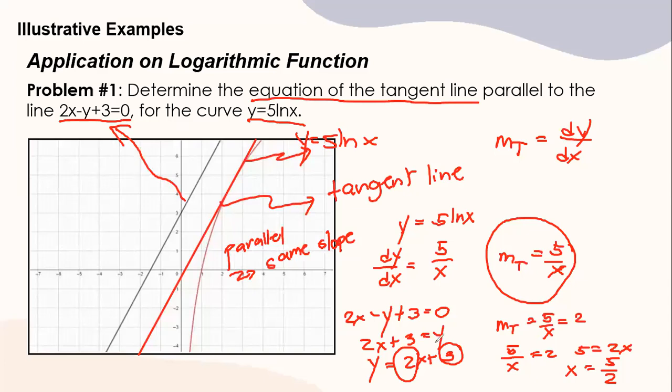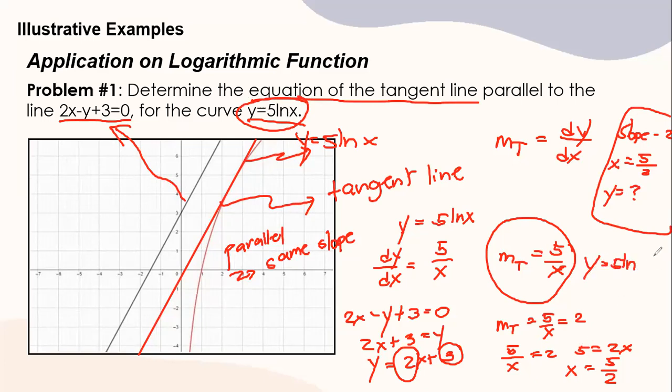And then, kailangan na lang natin si y. Okay, so meron na tayong slope. So dito ko sulat. So slope natin is 2. Then si x value is, or yung abscissa, kailangan na lang natin si y. So saan natin kukunin si y? Dito sa function natin. Okay, y is equal to 5 ln x. So y is equal to 5 ln of what is x? That is 5 over 2. 5 ln of 5 over 2 yung ating y.